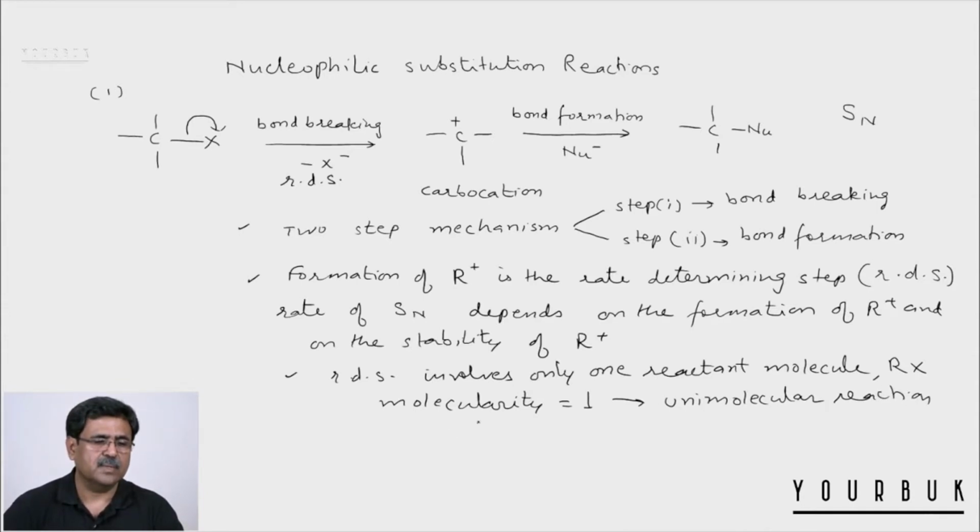We use the symbol SN1. In SN1, S stands for substitution, N stands for nucleophilic, and 1 stands for unimolecular. Either you write substitution, nucleophilic, unimolecular, or you read it in the reverse order: 1 stands for unimolecular, nucleophilic, then substitution. So it is a unimolecular nucleophilic substitution. This is one possible way to displace X by an incoming nucleophile. Now we will see the next method of displacing X.